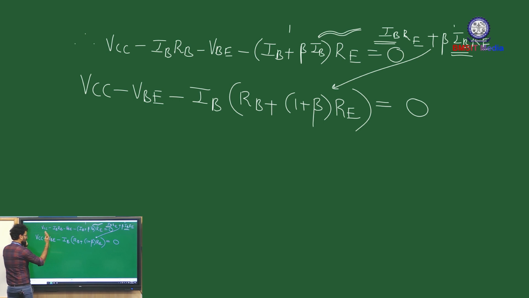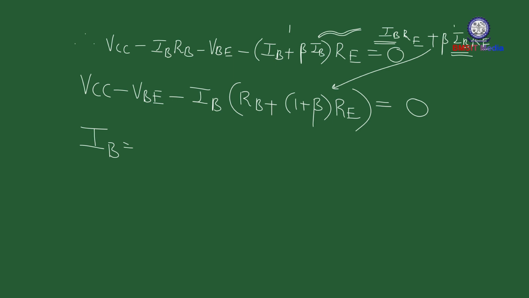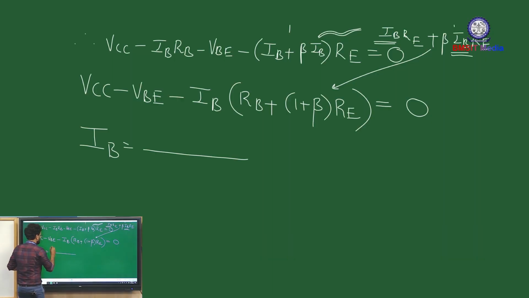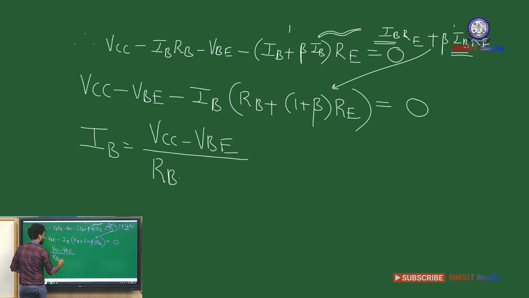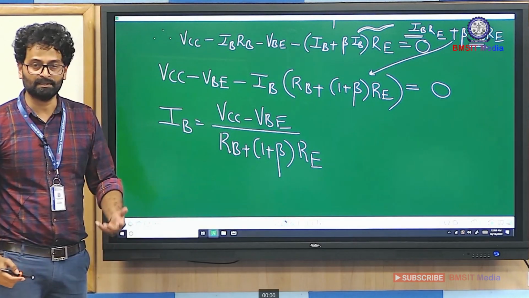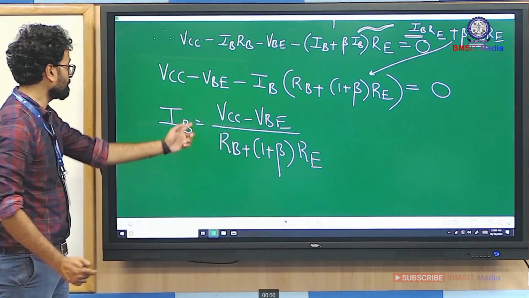So you have voltage on one side and current on the other side, and therefore you can find the expression for input current, which is the base current. As per Ohm's law, I is equal to V by R. So you have the difference in potential, that is VCC minus VBE, divided by the total resistance, that is RB plus 1 plus beta times RE. Okay, so that's your input current. In a very simple manner, you can find the expression for IB.